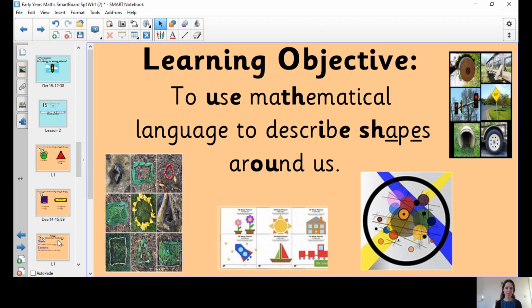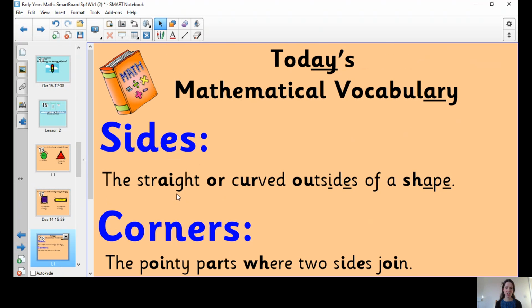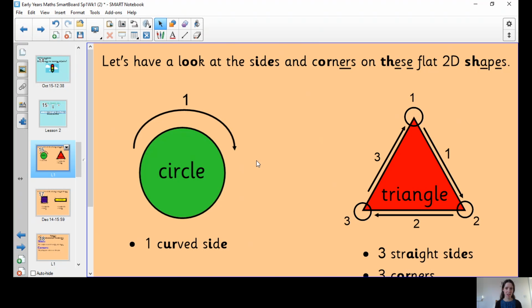Let's take a look at this here. Sides are the straight or curved outsides of a shape. Corners are the pointy parts where 2 sides join together. Let's have a look at these in our shapes on the screen. Here is a circle and it has 1 curved side that goes all the way around. Here is a triangle. It has 1, 2, 3 straight sides and 1, 2, 3 pointy corners.